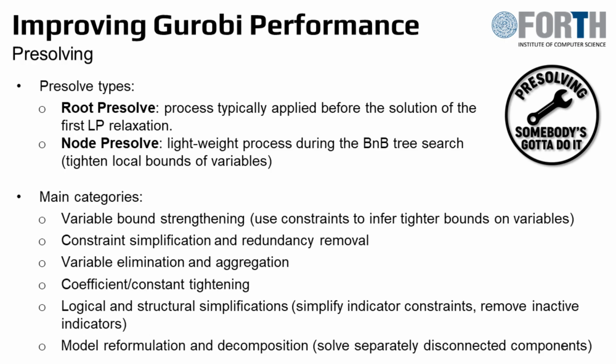Now, what kinds of reductions are performed? One major category is variable bound strengthening. Using the existing constraints, we may infer tighter upper or lower bounds on variables. Another is constraint simplification and redundancy removal. If a constraint is implied by others, it can be removed safely. We may also eliminate variables through substitution or aggregate them into other constraints. Coefficient and constant tightening can shrink ranges and reduce numerical instability.